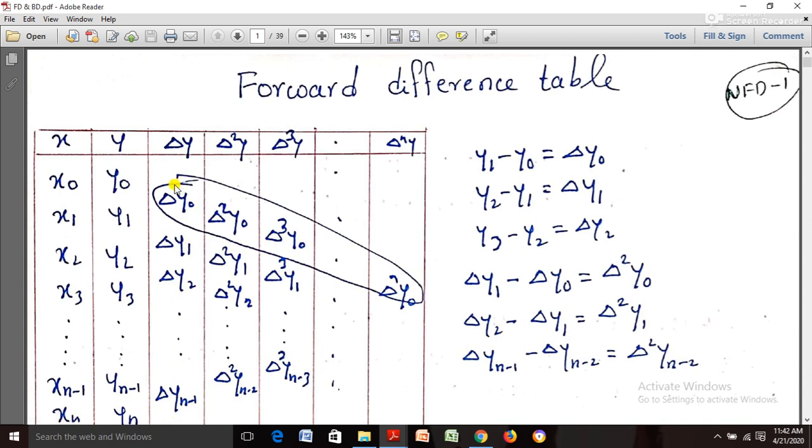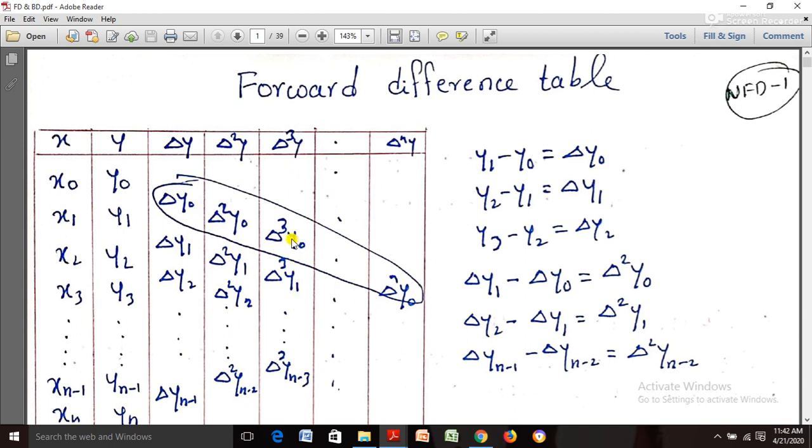Then similarly the second difference, delta square y0. How can we find delta square y0? It means delta y1 minus delta y0, and delta square y1 is delta y2 minus delta y1. Delta square y2 is delta y3 minus delta y2, and so on.